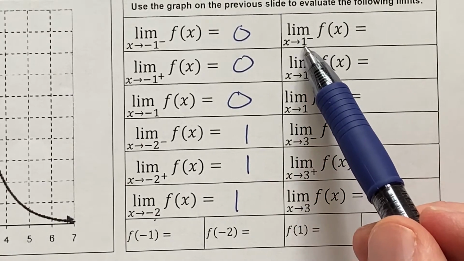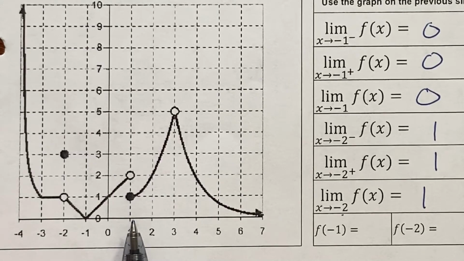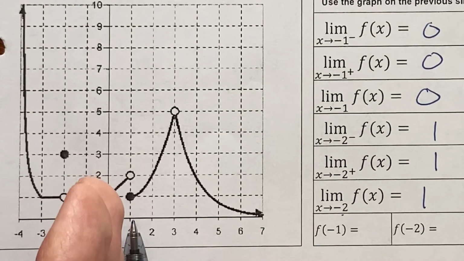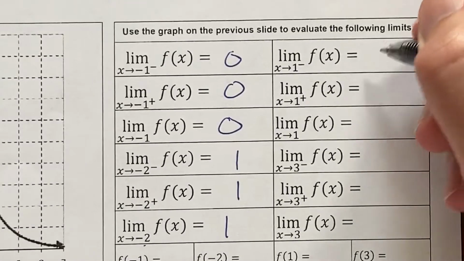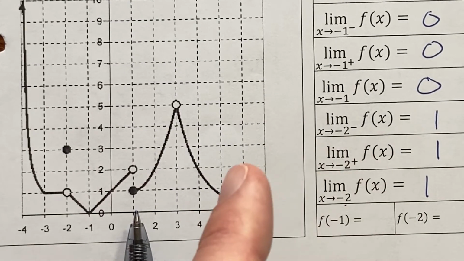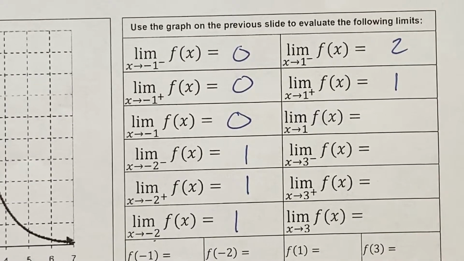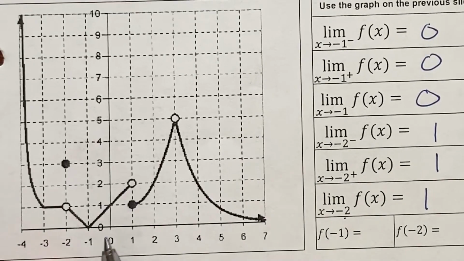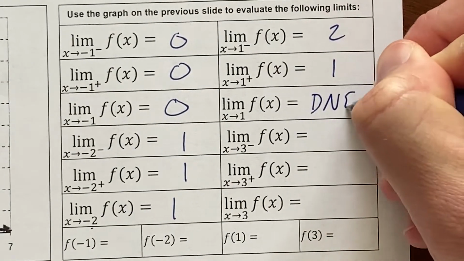The limit as x approaches 1 from the left. So I'm looking at 1 right here. We're coming from the left. The number that I'm approaching as I'm coming from the left is 2. The number that I'm approaching 1 from the right, coming from this way, is 1. And so when I look at this, coming from the left, coming from the right, I'm not coming to the same number. Therefore, the limit as x approaches 1 does not exist.